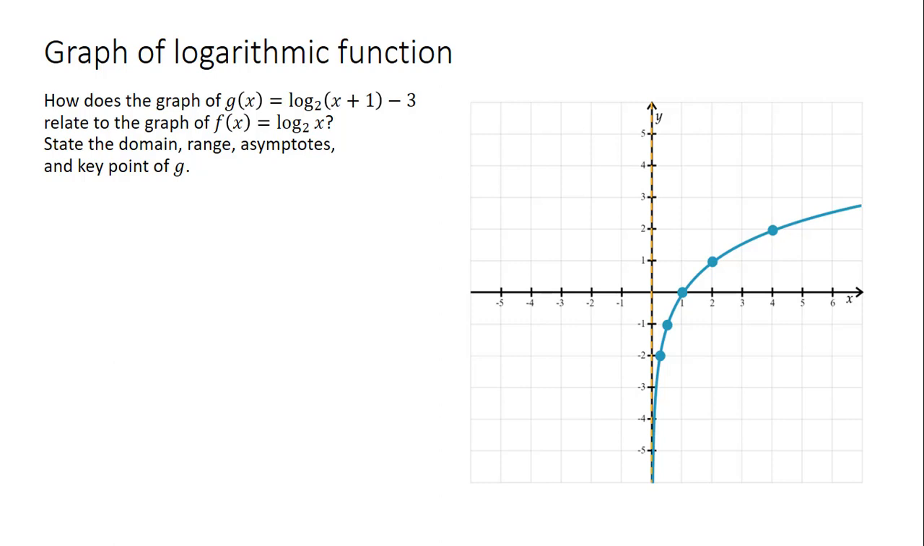On the screen, I have the graph of f of x, which equals log to the base 2 of x. Recall this basic log function has a vertical asymptote at x equals 0. Some of the points that it goes through are (1/4, -2), (1/2, -1), (1, 0), (2, 1), and (4, 2).